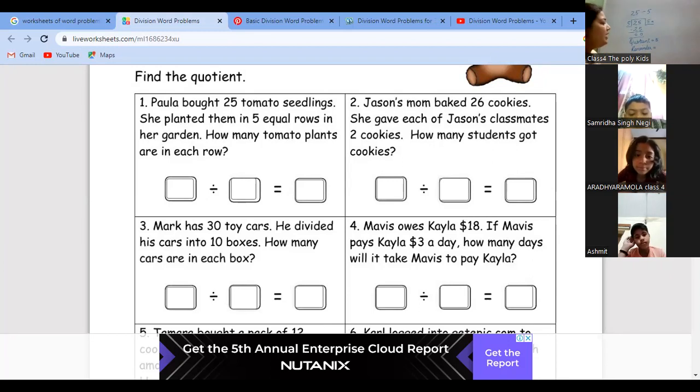Ma'am, 0. Yes, remainder is 0. So here we will write 25, here 5 and here 5. In the answer we will never write the remainder. Here we will write the quotient part always.